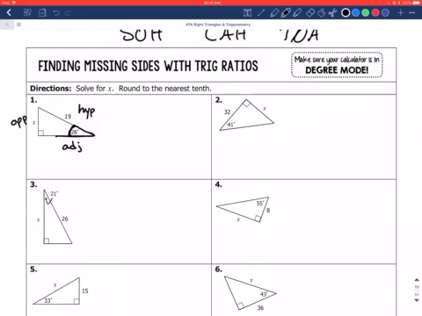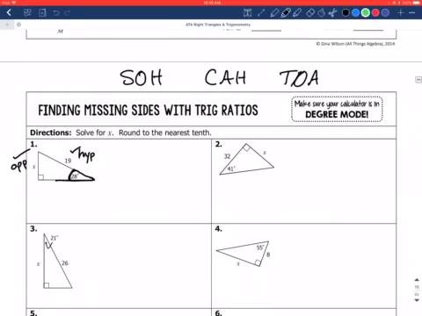So the two things that they gave you, you notice that the adjacent side is blank. There's nothing here. The two things that they gave you are the hypotenuse and the opposite. So we look up here and we try and figure out which ratio has hypotenuse and opposite, and that will be SOH, which is sine.